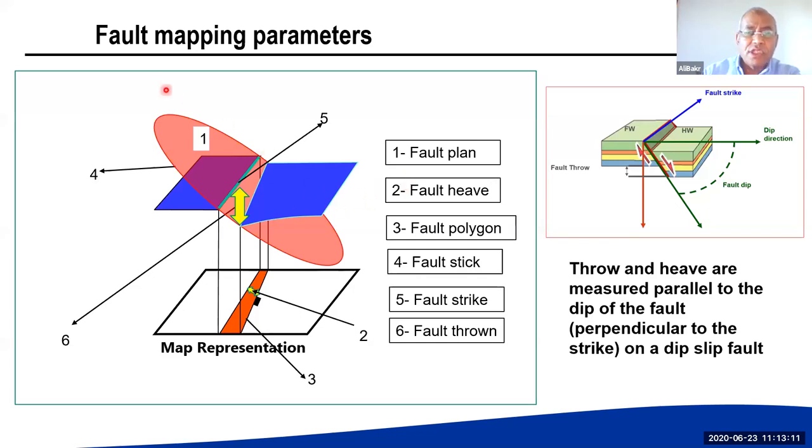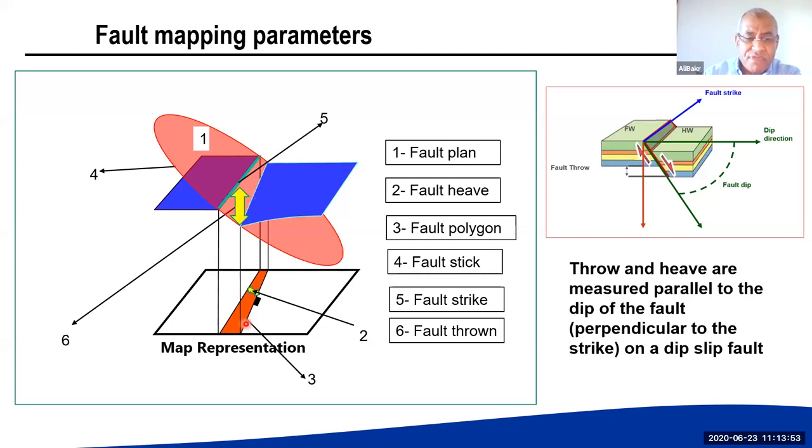Number one is the fault plane. So now we already defined the fault plane. We call that the fault mapping parameter. If you would like to map the fault, then you need to learn these parameters. And number two, the fault heave. For example, if I imagine this fault on the map plane, then this is the upthrown side of my fault and this is the downthrown side of my fault. So this is the bed tagged in blue, and when it is hit by the fault, it has what we call the fault strike. So this is the fault strike. You have a fault strike that comes from the upthrown side to the fault plane and you have a fault strike that comes from the downthrown side to the fault plane.